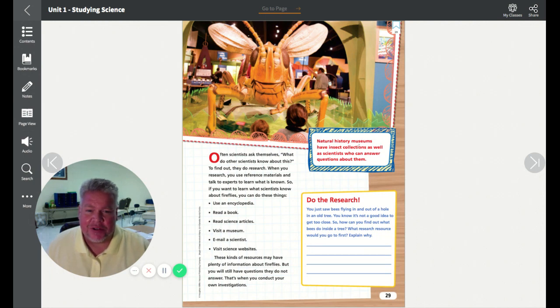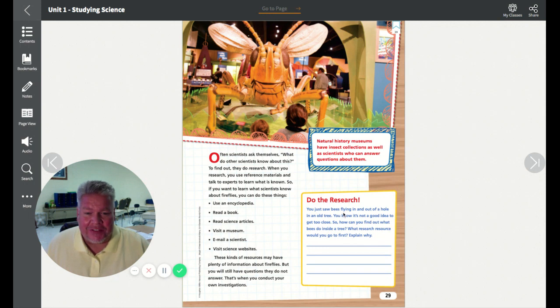This here says natural history museums have insect collections as well as scientists who can answer questions about them. That's a big old maybe grasshopper there. Why do you think they made it so big? Well, they probably made it big so that we can see what a grasshopper would look like up close if we were its size. How could you make a tiny little grasshopper look bigger if you couldn't shrink down to their size? You'd need a tool, maybe a magnifying glass.